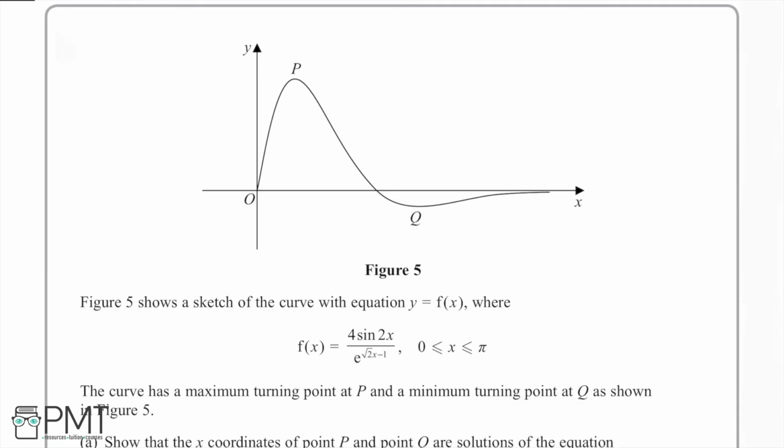So in this question, we're shown a curve which has the equation y equals f of x, where f of x is equal to 4 sin x over e to the power of root 2 x minus 1. We're told that the curve has a maximum turning point, which we can see here at P, and a minimum point, which we can see here at Q. So now let's take a look and see what this question wants us to do.